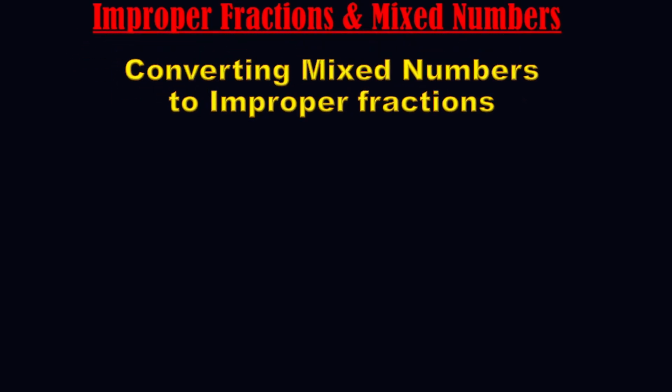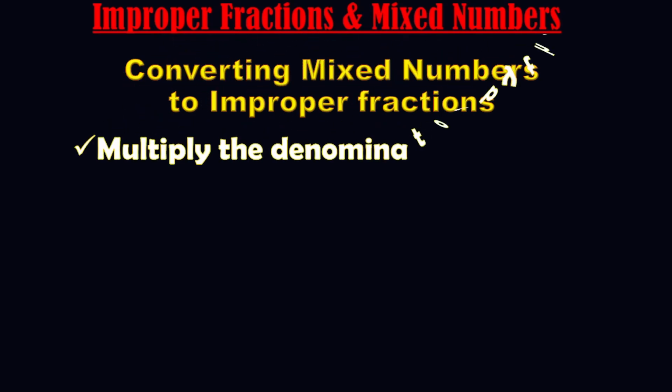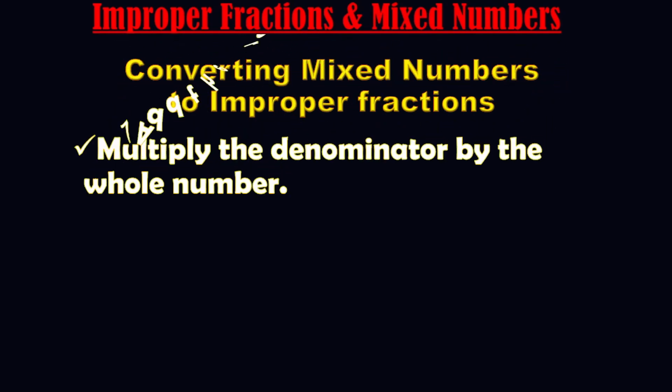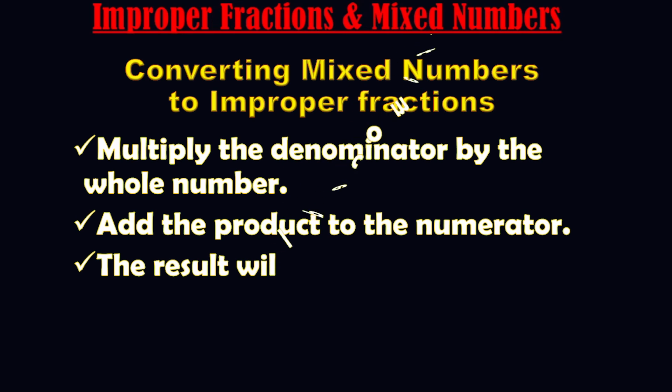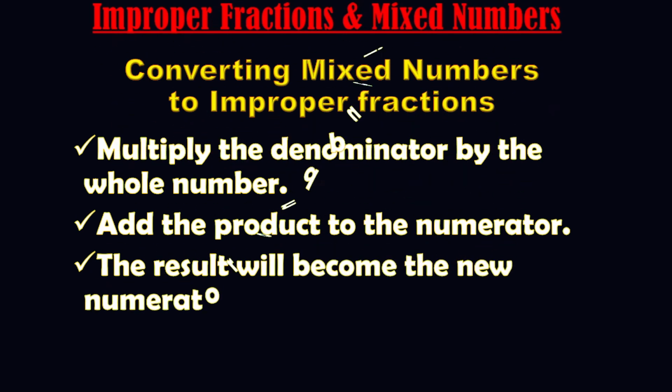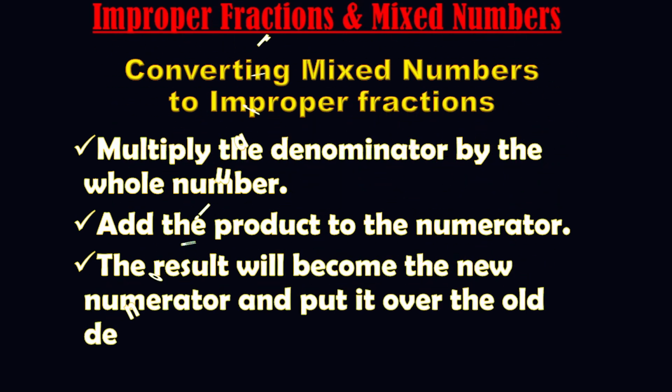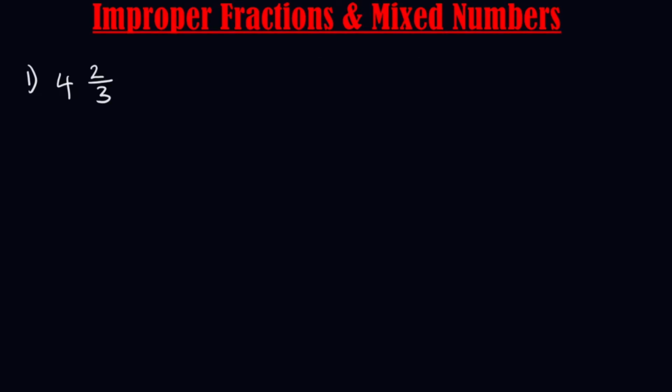Now let's look at converting a mixed number to an improper fraction. So it's pretty much just doing the reverse. So we multiply the denominator by the whole number, then add the product to the numerator. The result will become the numerator, and we put it over the denominator. So let's look at an example.